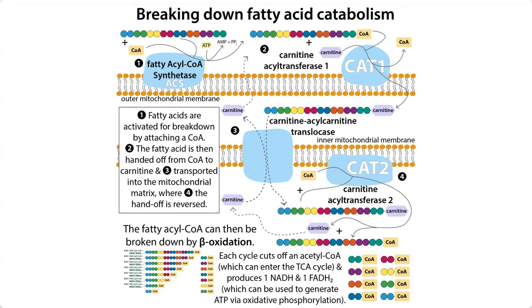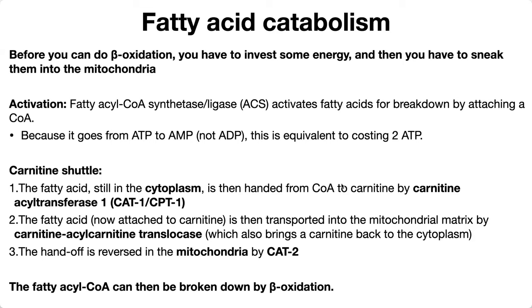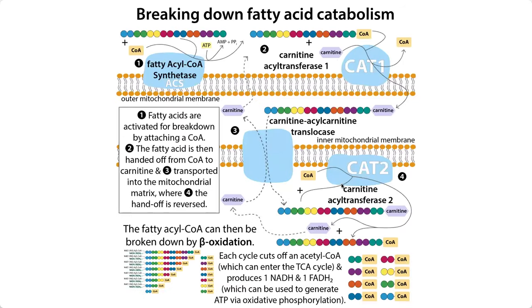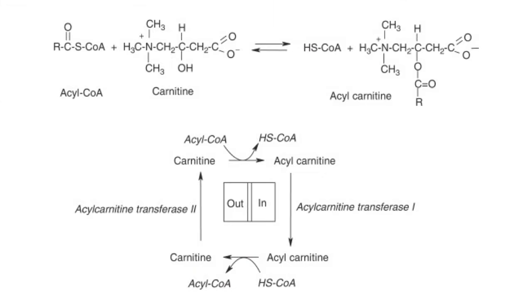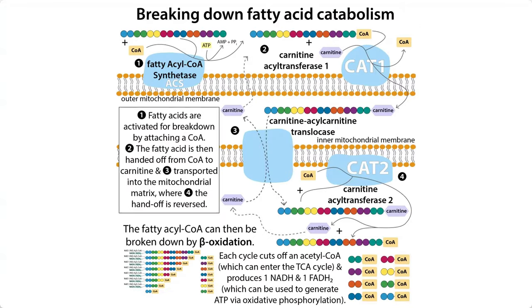That fatty acyl-CoA is the starting material for beta oxidation, but that beta oxidation happens in the mitochondria, and we're still in the cytoplasm. So we're going to have to go through some trickery in order to bring it in. We're basically going to use this carnitine shuttle, where the fatty acid still in the cytoplasm is handed from CoA to carnitine by carnitine acyltransferase 1, or CAT1, that key regulatory step. The fatty acid now attached to carnitine is then transported into the mitochondrial matrix by carnitine acyl-carnitine translocase, which also brings the carnitine back to the cytoplasm.